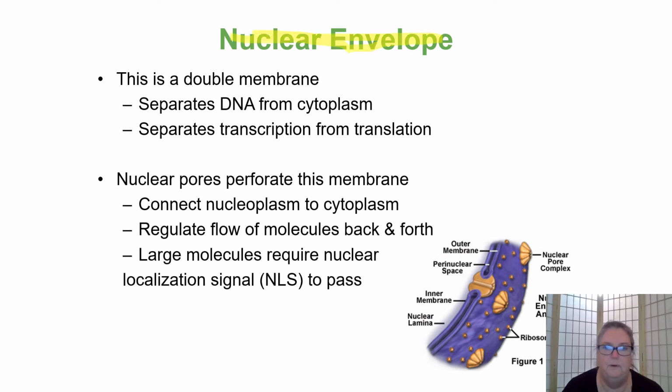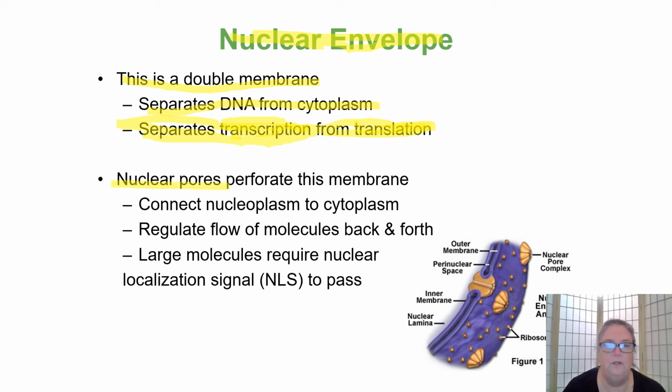Nuclear envelope. So right now we're just looking at that section. It's a double membrane. It separates the DNA from the cytoplasm, separates transcription from translation. We'll talk about that a little later. Transcription is the production of RNA using a DNA template. So in the process of transcription, we're making a messenger RNA and we're using DNA as the instructions. In translation, we're using the instructions on the messenger RNA to make protein. And that's going to happen outside the nucleus.